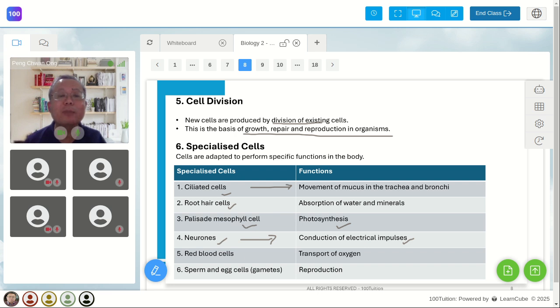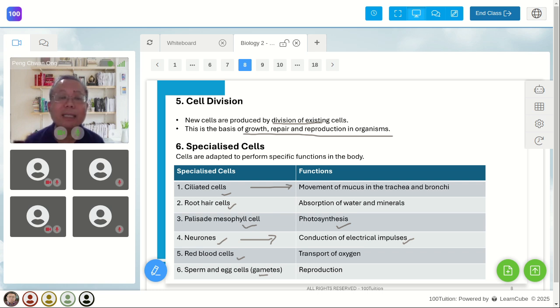Okay, the number 5 specialized cell you need to know is the red blood cell. The red blood cells are responsible for transporting, that means moving, oxygen through our body in the blood. And finally, the sperm and the egg cells, or the gametes, are responsible for reproduction.